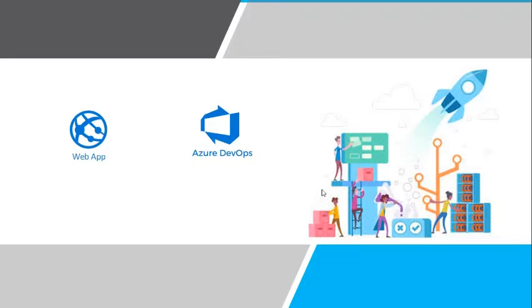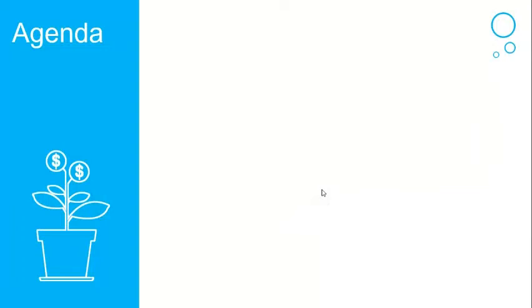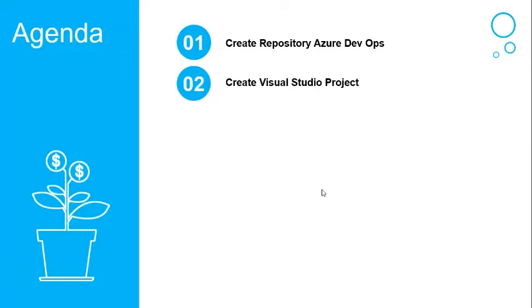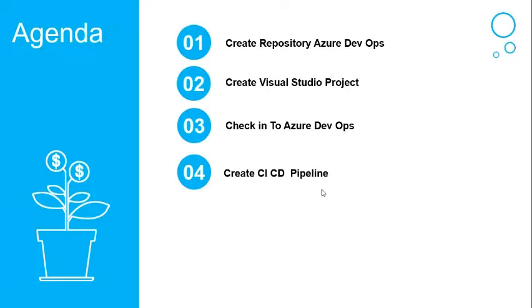In this video, we are going to show you how to create a web app using Azure DevOps. So first we are going to create one repository in Azure DevOps. Then we are going to create one project in Visual Studio. Then we are going to check in that project into the Azure DevOps. Then we will show you how to create the CI/CD pipeline in Azure DevOps. And finally, we are going to show you how to build and deploy using Azure DevOps.